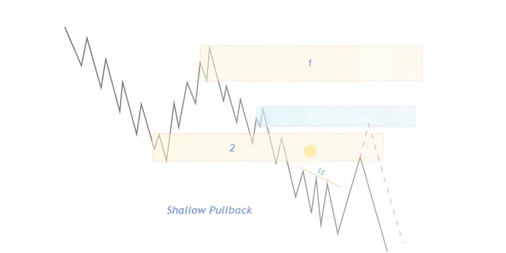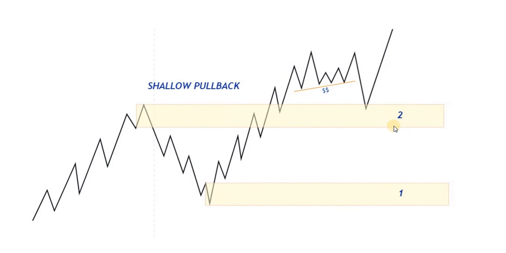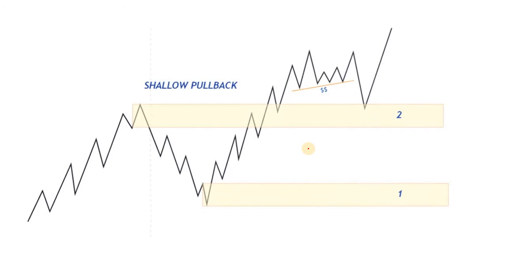Let's look at the bullish scenario. They're all the same thing. So we have identified our first point of interest and our second point of interest. The price actually reversed from the second point of interest, okay, and then continues higher. Then we have the situation that we can best describe as a shallow pullback.